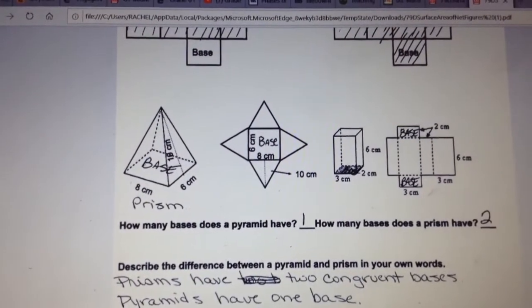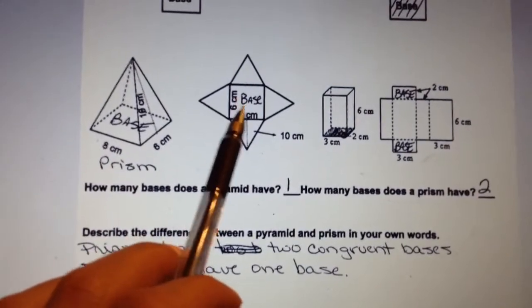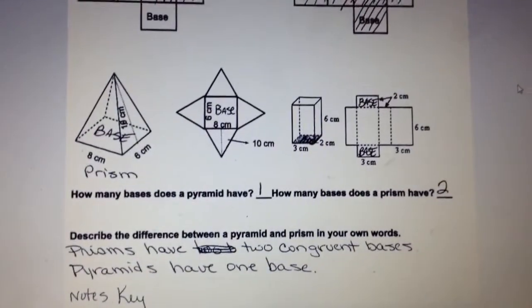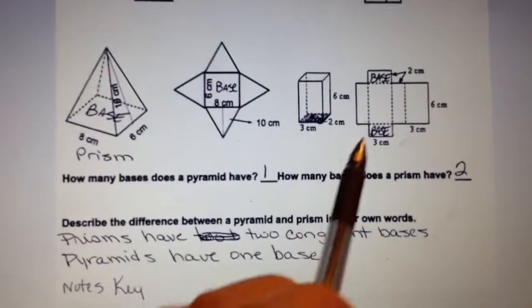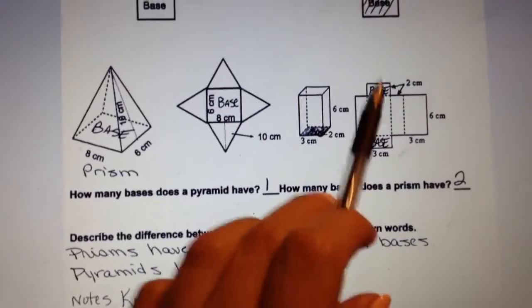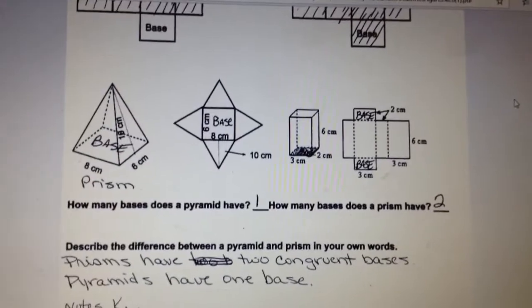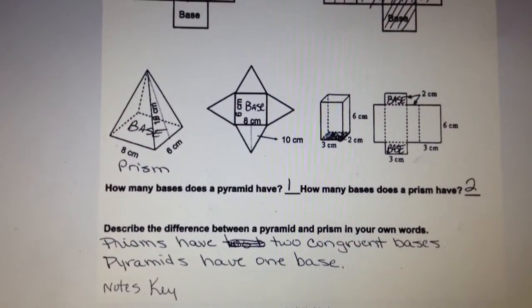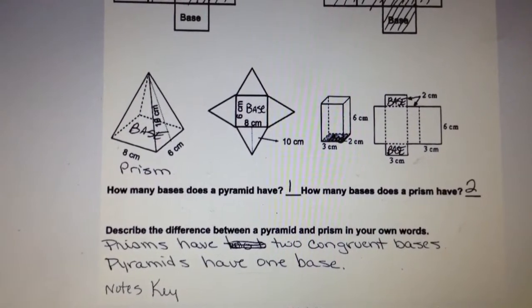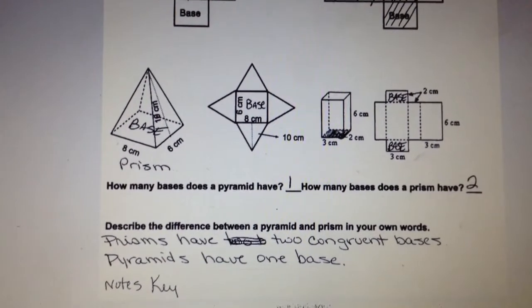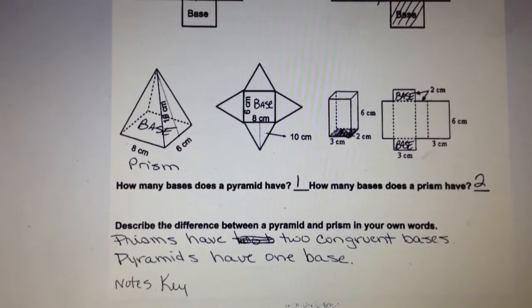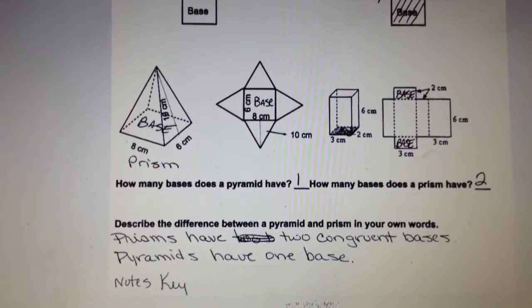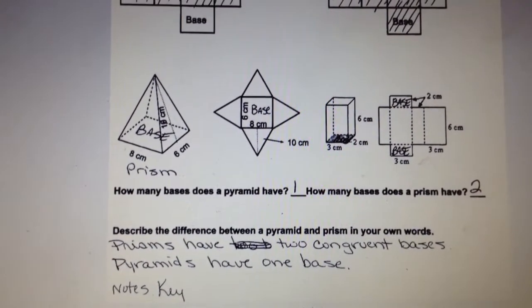So our first question is, how many bases does a pyramid have? This pyramid only has one base. And how many bases does a prism have? As you can see, we have two bases right here, so let's write the number 2. Next, describe the difference between a pyramid and a prism in your own words. Here's an example: prisms have 2 congruent bases, and pyramids only have 1 base.